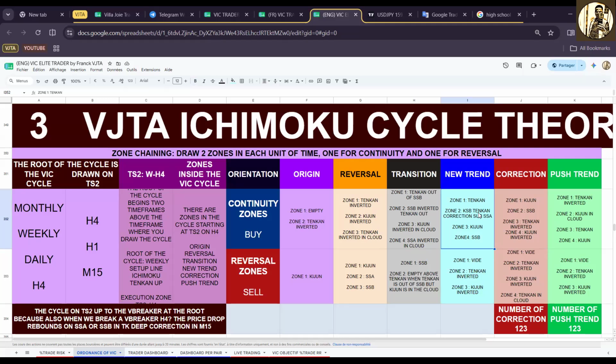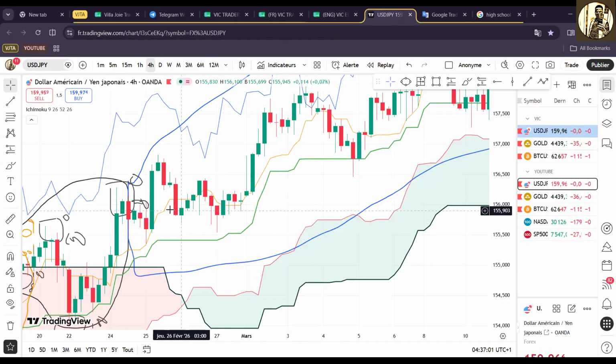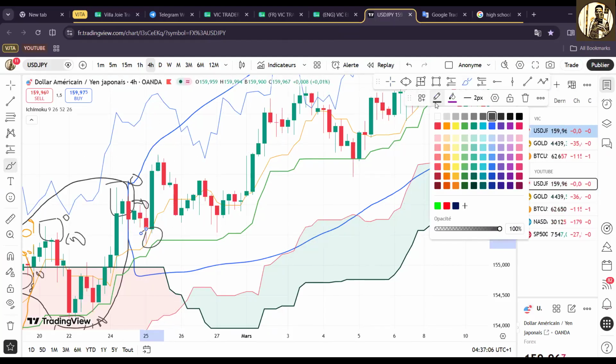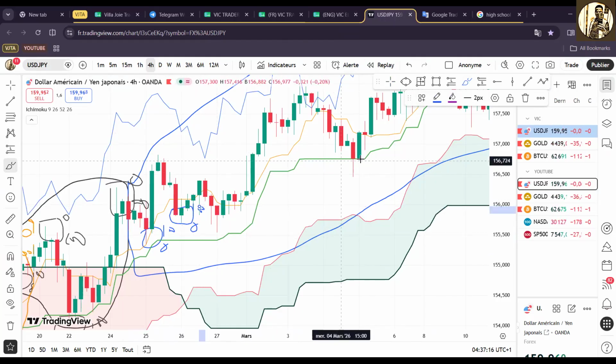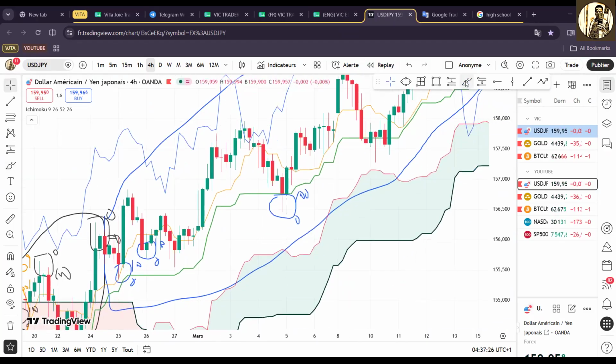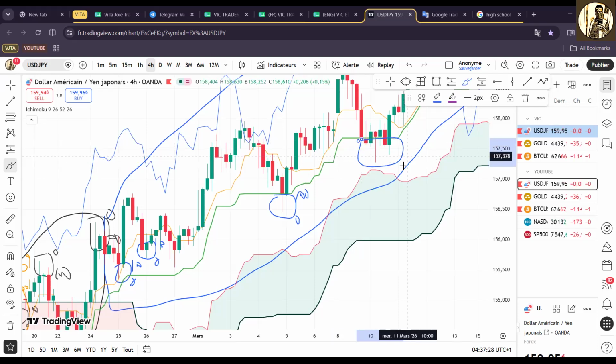for continuity to the upside, we have Tenkan, Kijun, SSB, and KSB. Like this, Tenkan is a zone of continuity for the new trend. So it will have this property of 0, 100, even this one, 0, 100, even this one, 0, 100. This Kijun is a zone of continuity to the upside. Even this one, we have 0, 100.